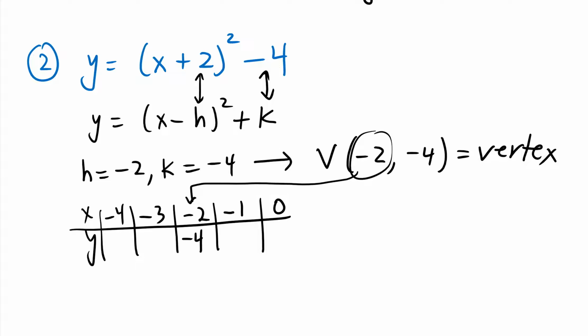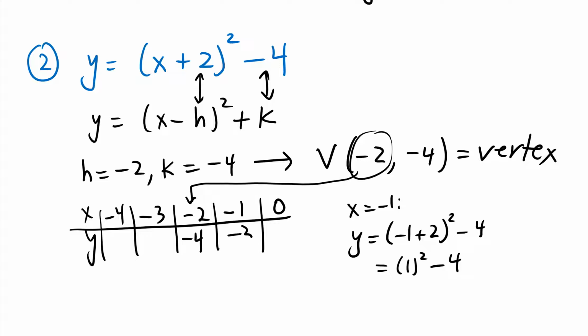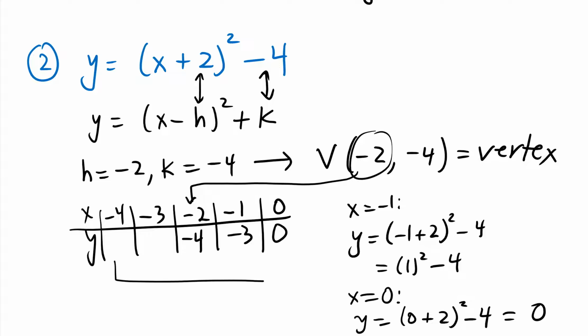Now, probably it's easier to substitute the ones on the right side. If you substitute x equals -1, what do you get? -1 plus 2 squared minus 4. 1 squared minus 4. 1 minus 4, -3. Substitute 0. That's 4 minus 4, 0. If you follow this strategy of choosing the x values, it makes things easier because by symmetry these two must be the same and these two values must be the same. So I don't have to substitute them again.